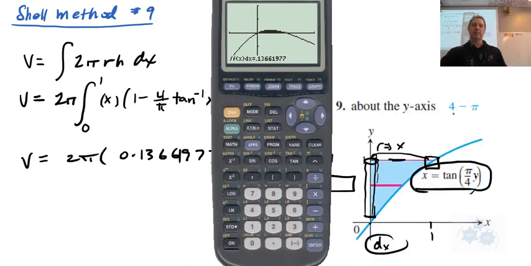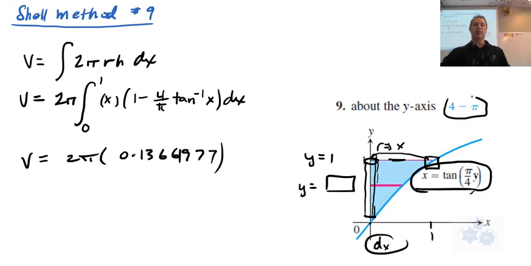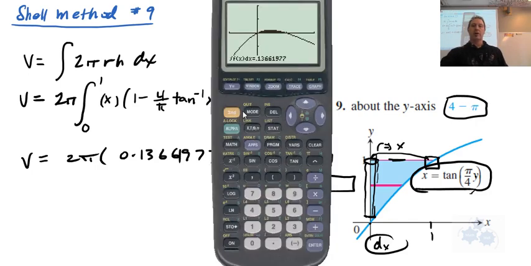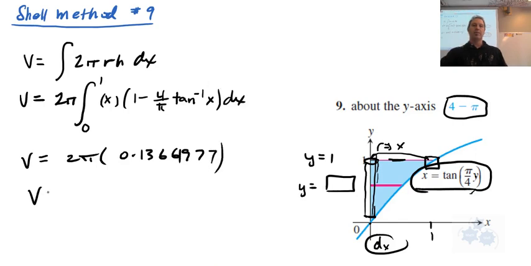Now it's going to be a decimal, because we haven't found the exact answer you see here, 4 minus pi. We're getting an approximate answer because we're using the calculator. But let's give it a try anyways. Let's quit that, and let's say 2 pi times 0.1366197. Make sure you do times 2 pi. And we get about 0.8584.